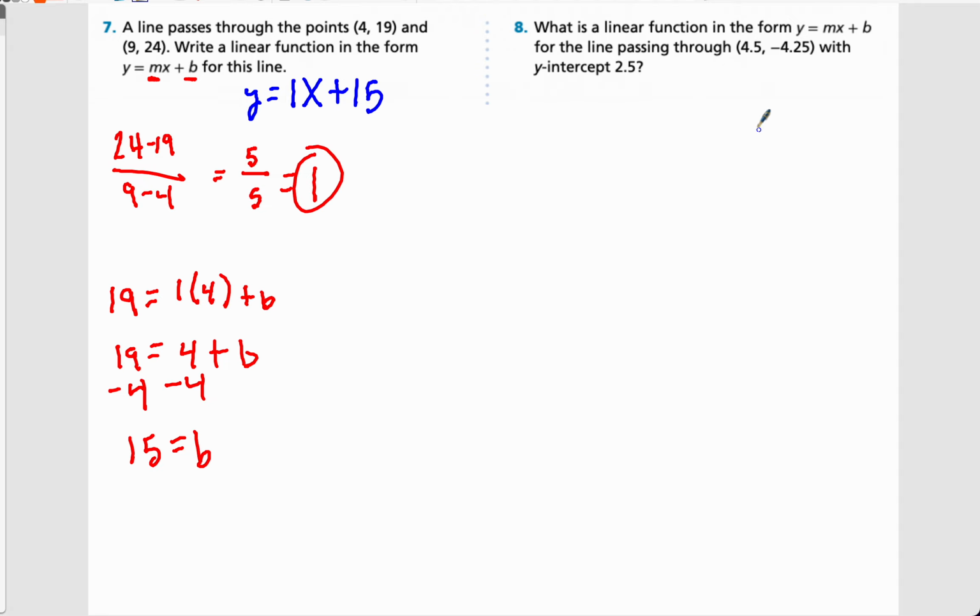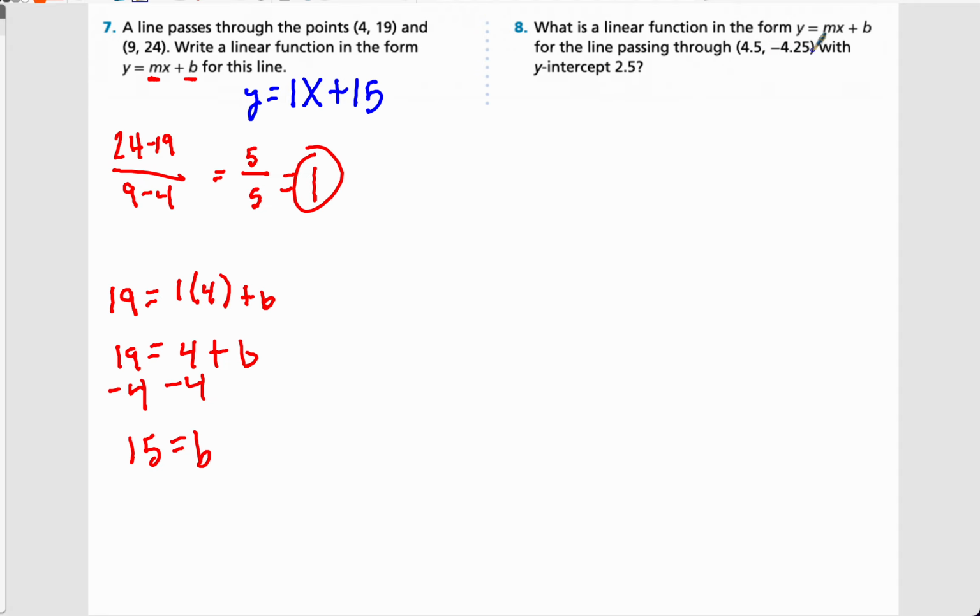Here's another very similar example. This one, they give us the y-intercept, so we don't even have to solve for that. We just need to find our slope. What is the linear function in the form of y equals mx plus b for the line passing through 4.5, negative 4.25 with y-intercept of 2.5?